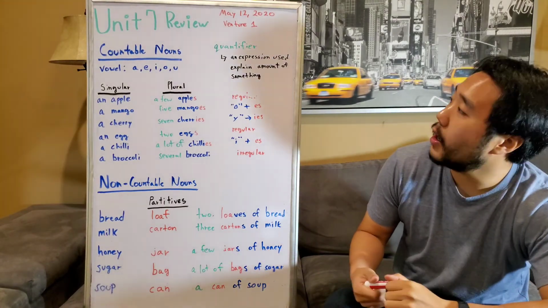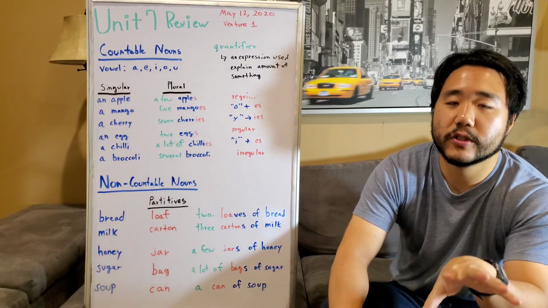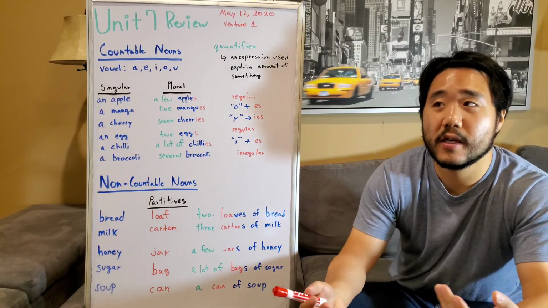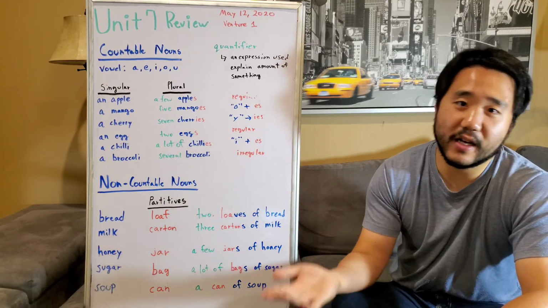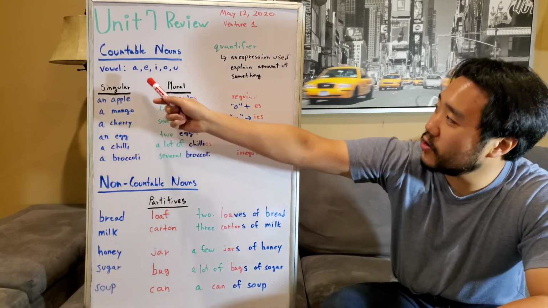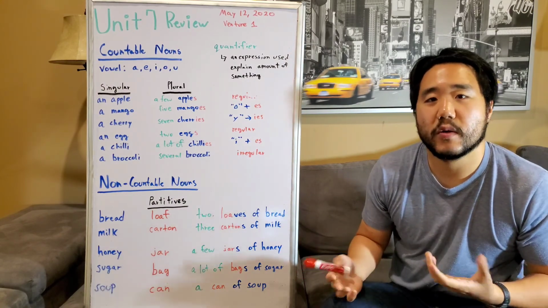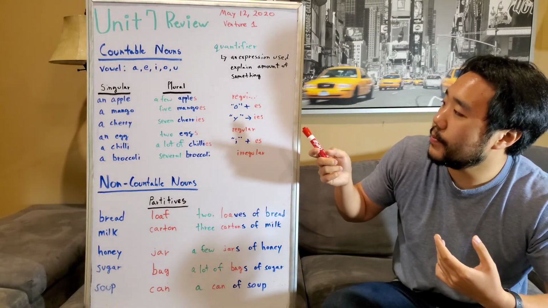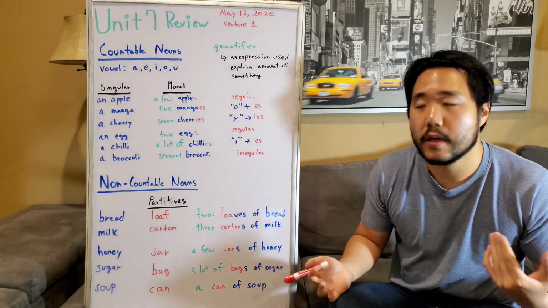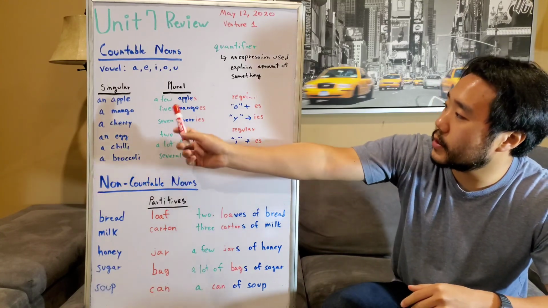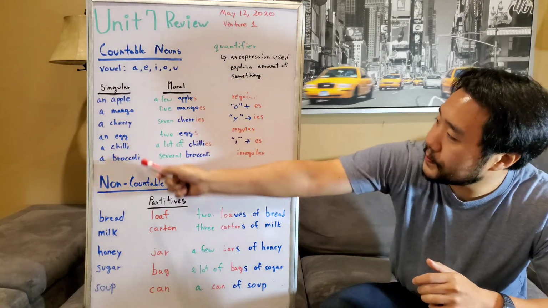So here, remember, the difference between countable and uncountable nouns is whether we can count it or not. Okay? So countable nouns are nouns that we can count. Since we're talking about grocery shopping and the grocery store, I listed some items that we can count, and they are here.